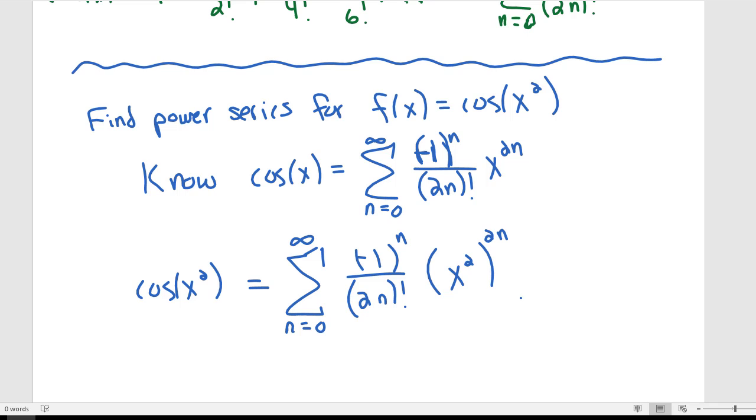So, all right, I could simplify this. This is -1 to the n over 2n factorial. And when I multiply exponents in this case, x to the 4n. So there's my power series for cosine of x squared.